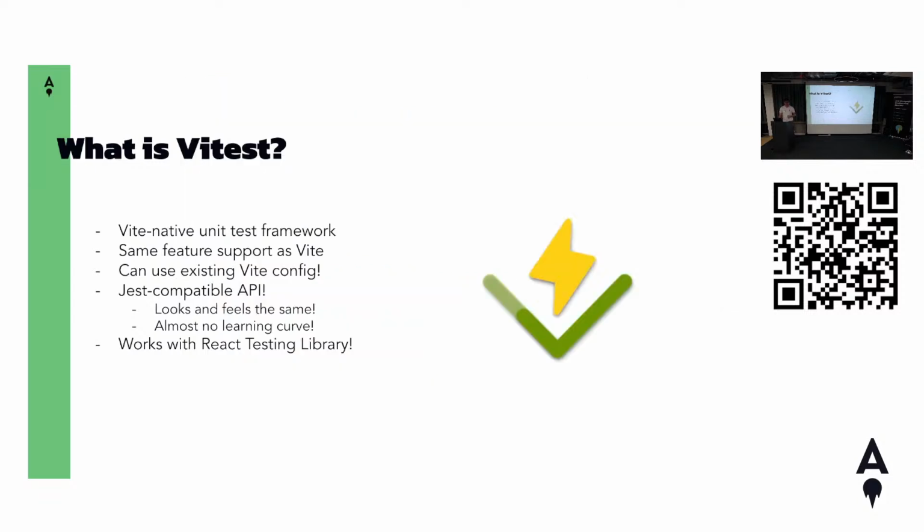So what's Vitest? Vitest is a Vite-native unit test framework. It has the same feature support as Vite. It can use existing Vite config. That's the most important thing. You don't need to do a separate config for your tests. Most of all, again, in a very wise decision, the Vite team has decided to have the API be compatible with Jest, which means it looks and feels almost the same, so it has almost no learning curve, and it works with React Testing Library, which is really important to me personally.